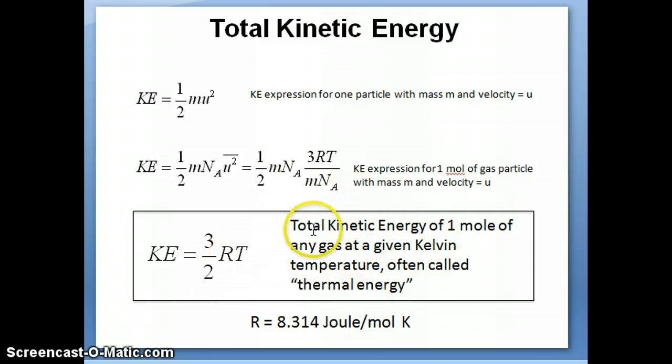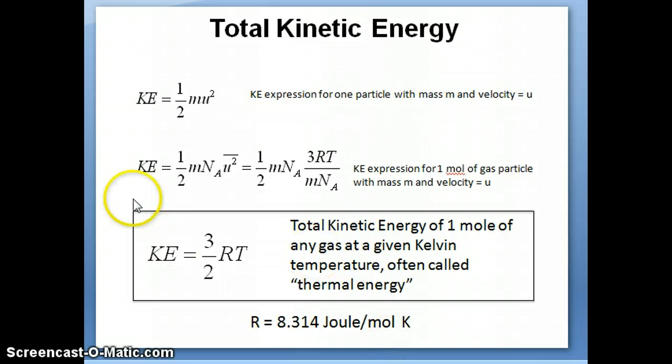Now this is what we call the total kinetic energy of 1 mole of any gas at a particular Kelvin temperature. So if your temperature is 273 Kelvin, you're going to have a certain total kinetic energy associated with that 1 mole of gas. So this is per mole of gas. This actually has a very important meaning, which we'll discuss in the next slide, and we'll do an example in the next video as well. But again, I want to emphasize here that the R that you would use for this type of calculation would be the R that has the energy unit, which is 8.314 joules per mole Kelvin.